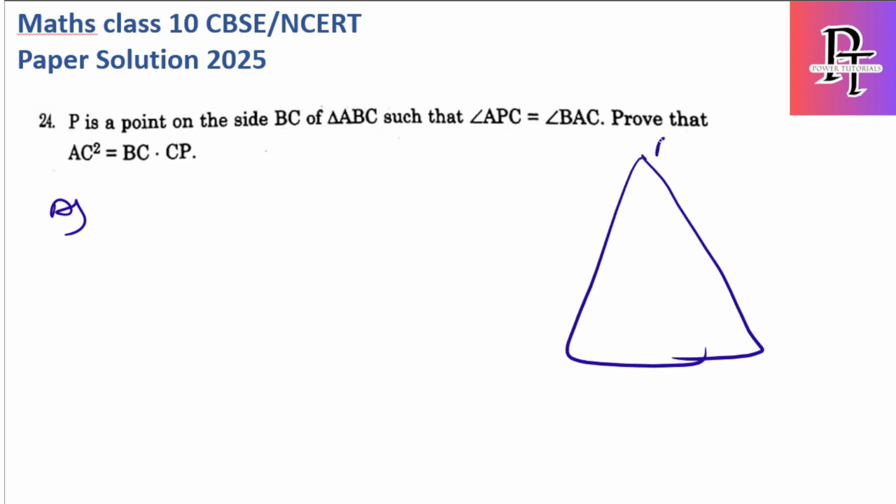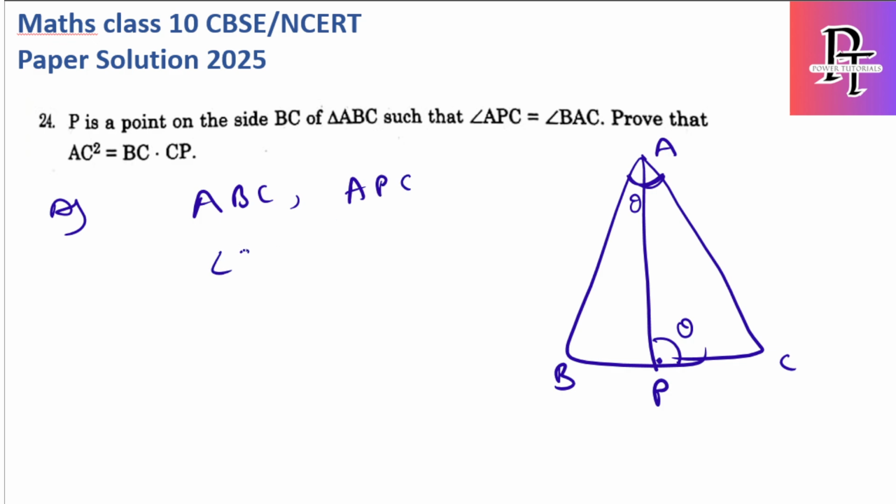We have a triangle ABC. P is a point on BC such that angle APC, this angle theta, is equal to angle BAC. This whole angle is theta. Prove that BC into CP is equal to AC square. Fine. So let's consider two triangles, ABC and APC.